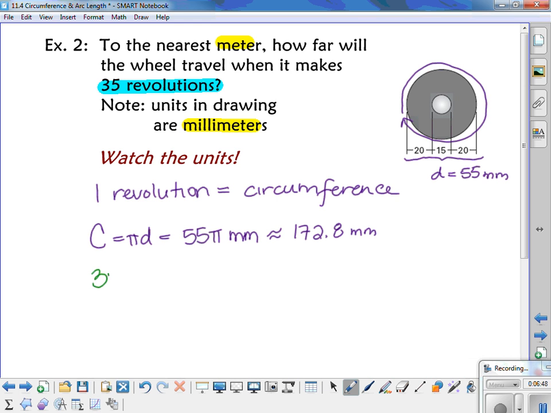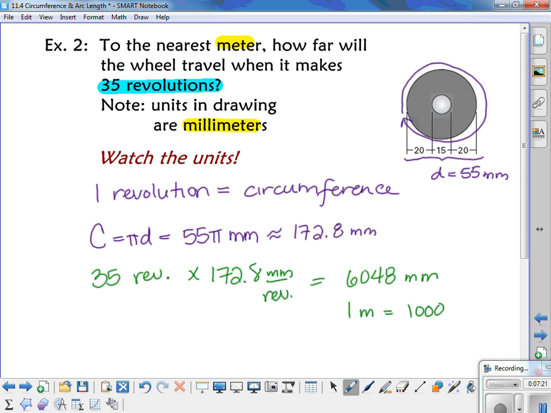So 35 revolutions times 172.8 millimeters per revolution, I end up getting 6,048 millimeters. Now a millimeter is 1,000th of a meter. So that means that 1 meter equals 1,000 millimeters.